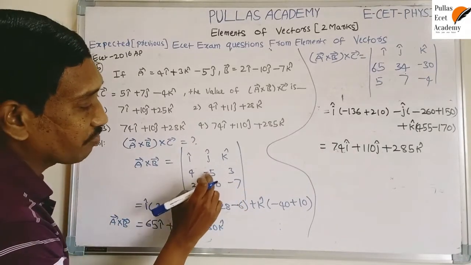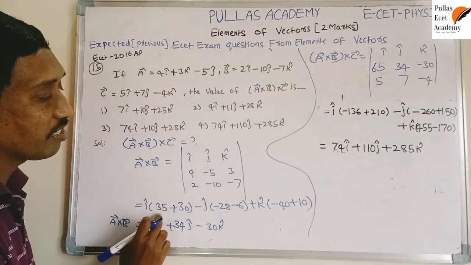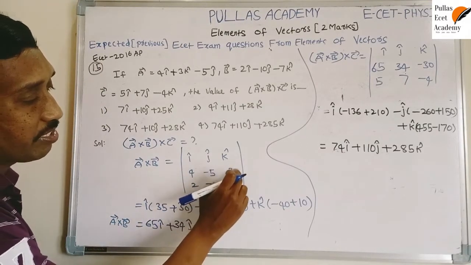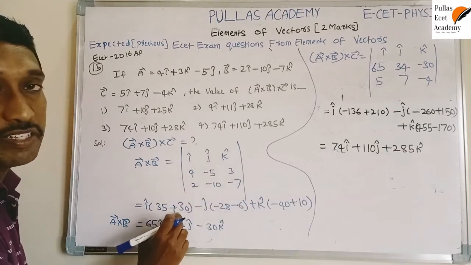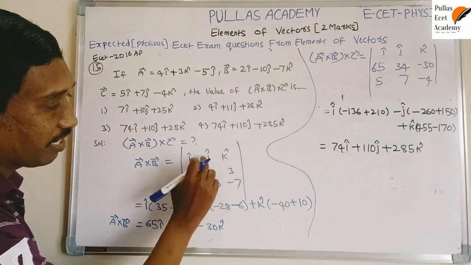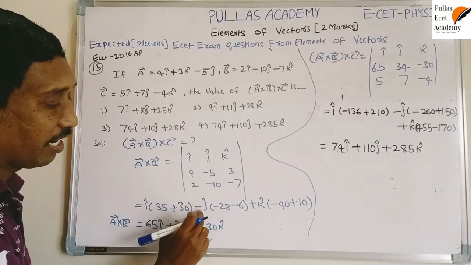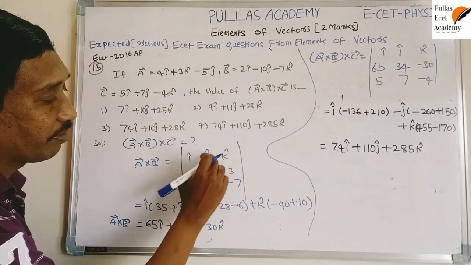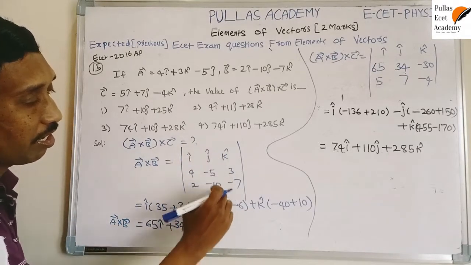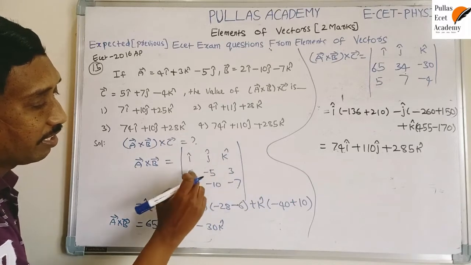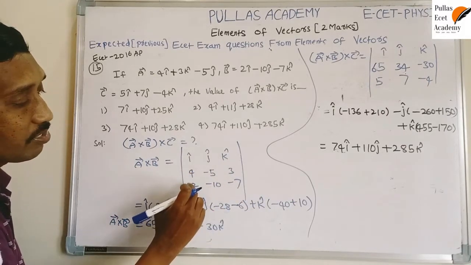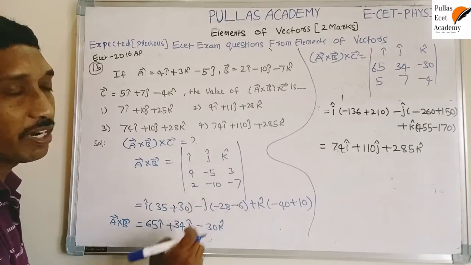AD means minus 5 into minus 7 is plus 35. Next, minus 10 into 3 is 30, minus 30, minus into minus is plus. That's why here 35 plus 30. Then minus j cap: in the second term always write the negative sign. If you want the determinant for the Y component, remove this row and column. Take the determinant. 4 into 7 is 28, minus 28. Next, minus 2 into 3 is 6. That's why you get minus 6.